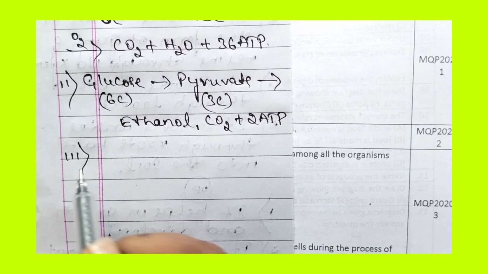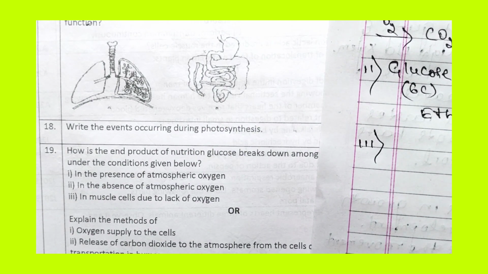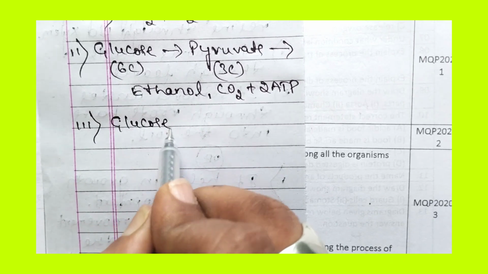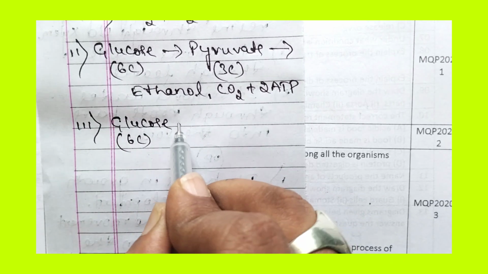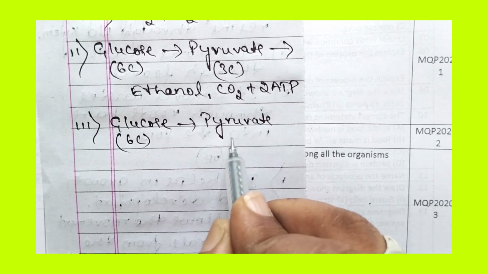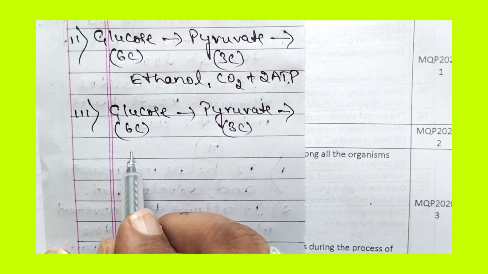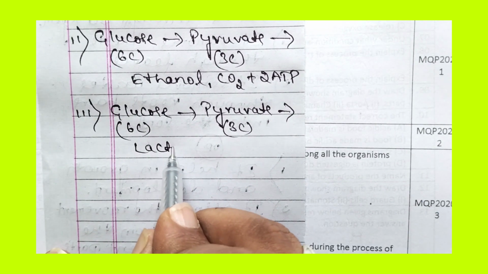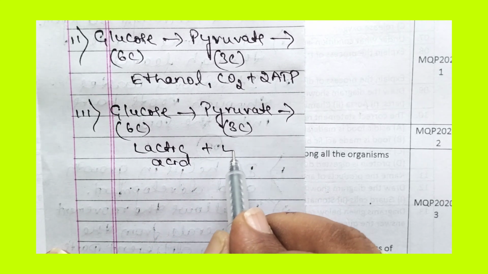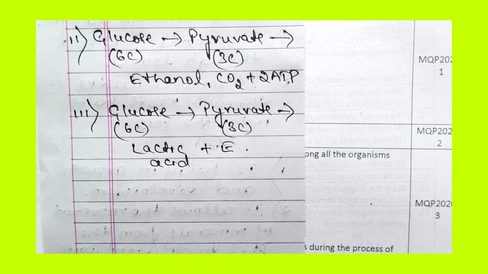Then third one is, that is in the muscles due to lack of oxygen. So third one is glucose, which is a 6 carbon molecule, converted into 3 carbon molecule called pyruvate. So the pyruvate, in lack of oxygen in the muscle cells, is converted into lactic acid and releases some amount of energy. So this is what we have to answer for 19.